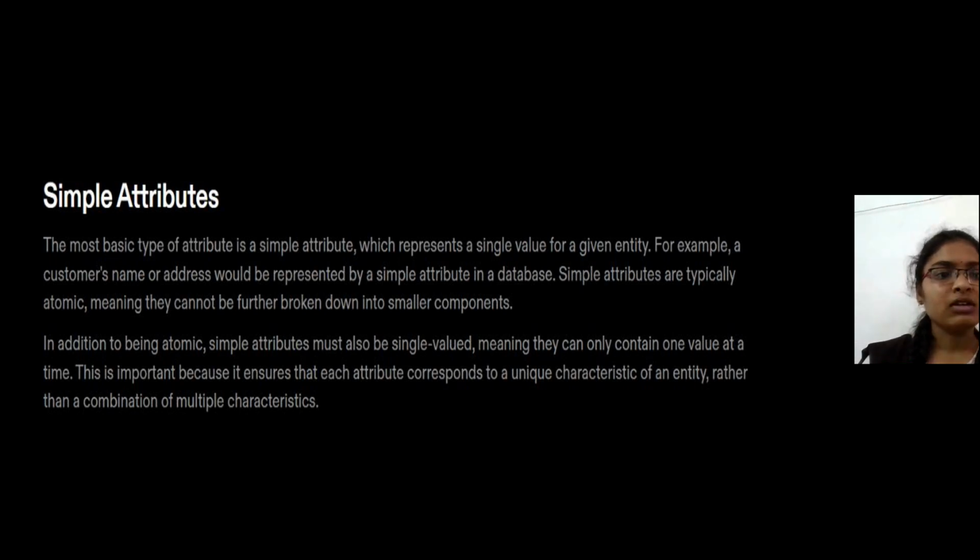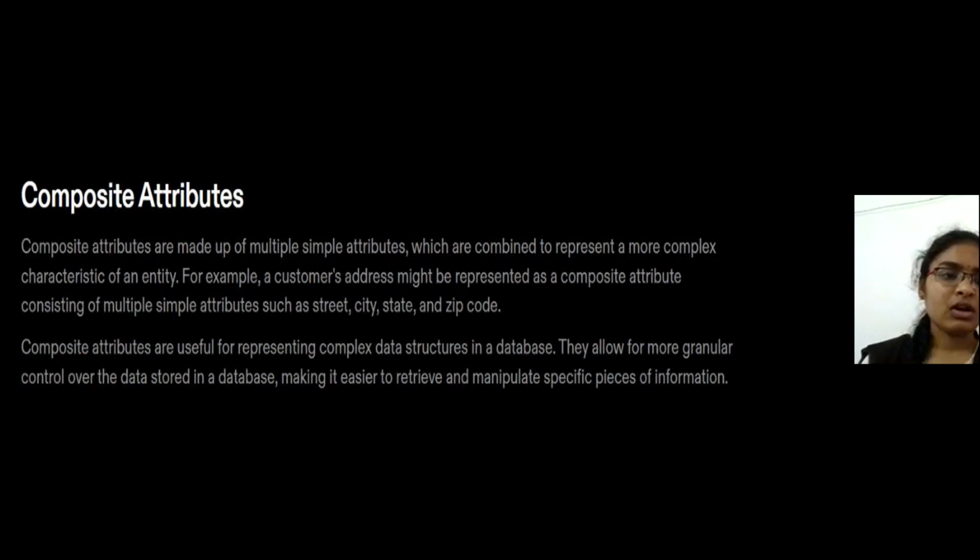In addition to being atomic, simple attributes must be single valued, meaning they only contain one value at a time. This is important because it ensures that each attribute corresponds to a unique characteristic of an entity rather than a combination of multiple characteristics. Now, let us go to composite attribute.